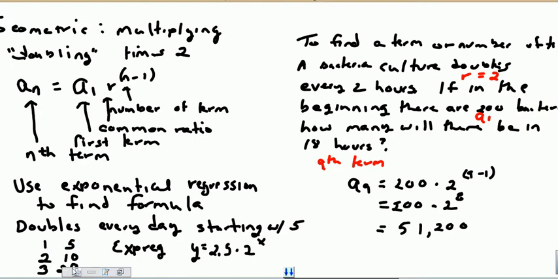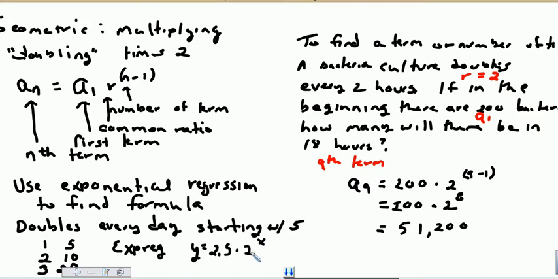There's 3 terms. So then Stat, Calc, exponential regression, and it's going to tell me my formula is y equals 2.5 times 2 to the x power. So then if I want to find any term in this sequence, all I have to do is plug in the number for x. I could plug in 10 and find the 10th term in the sequence.